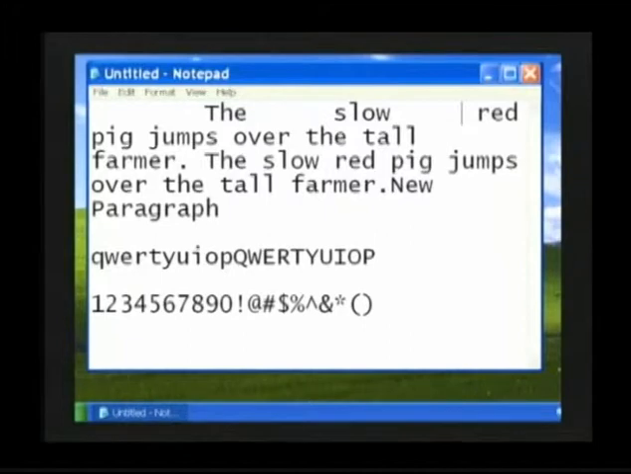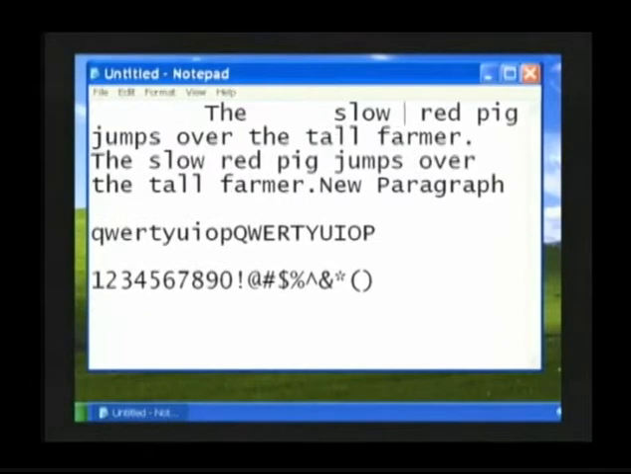Now when this situation occurs, and this is a very common occurrence, that you have too many spaces in between words, you need to use your backspace and delete key to erase the extra spaces. In this situation, our blinking cursor is between the words "slow" and "red," and we want to remove the extra blank space. More blank space is located to the left of the blinking cursor, so I will use my backspace key to erase the blank space. 1, 2, 3, 4, 5. And the words "slow" and "red" are now positioned correctly.